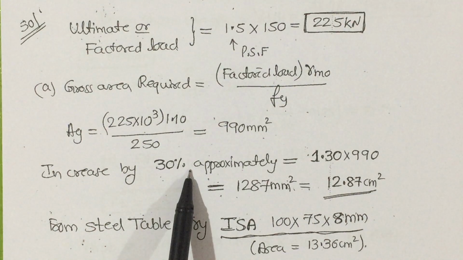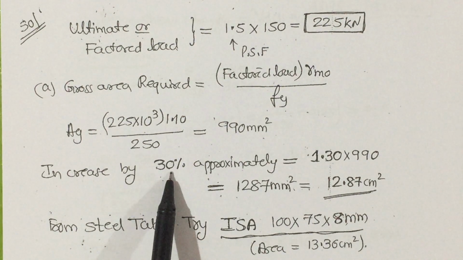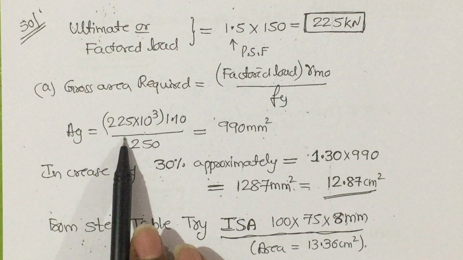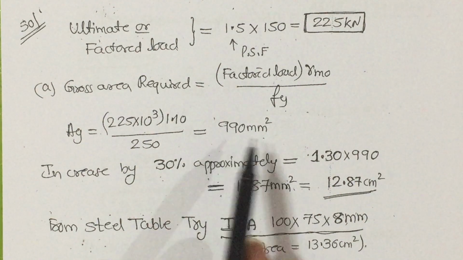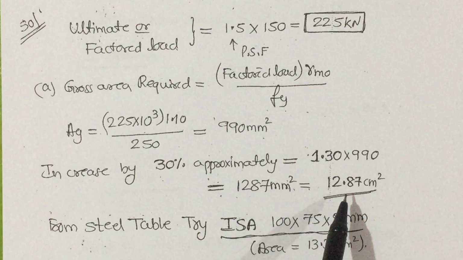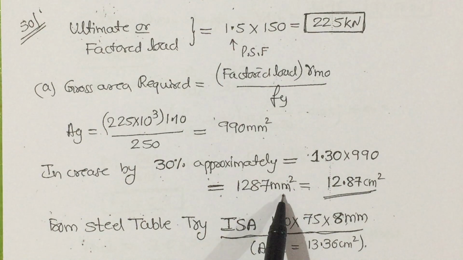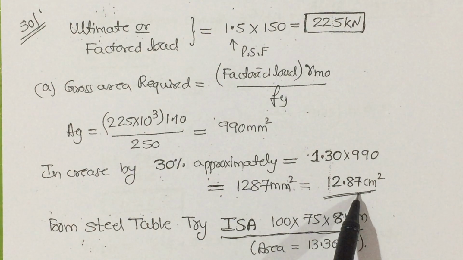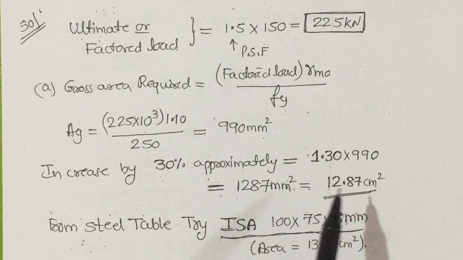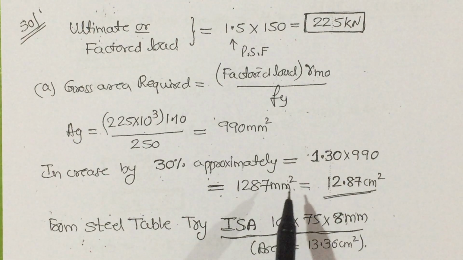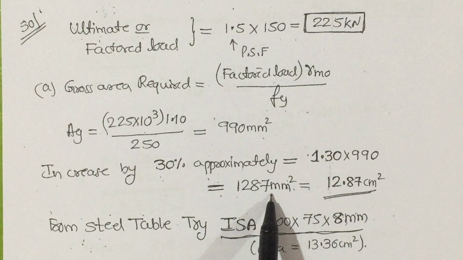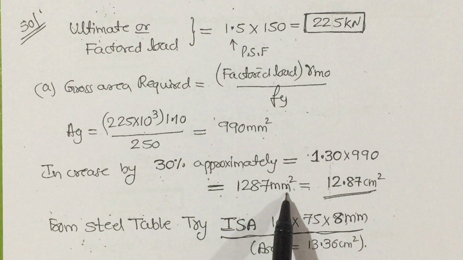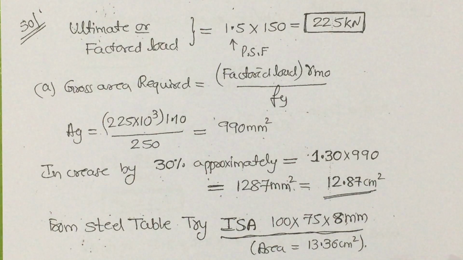Then increase by 30%, that is 30 by 100 is 0.3, therefore plus, 1.3. So 1.3 times this Ag, you are going to get 1287 millimeter square. Convert that into centimeter square. Why are we converting this one? Because in the steel table the area is given in terms of centimeter, not in terms of millimeter. So divided by 100, you will get it in terms of centimeter square.